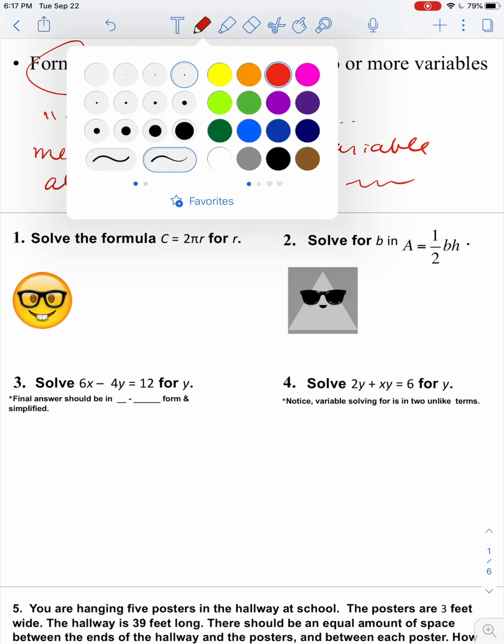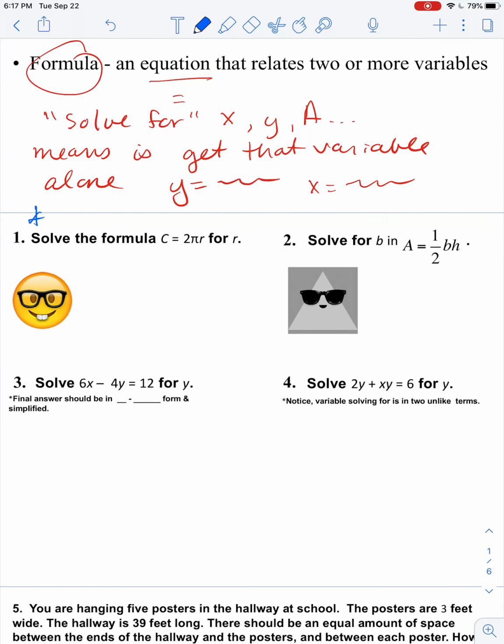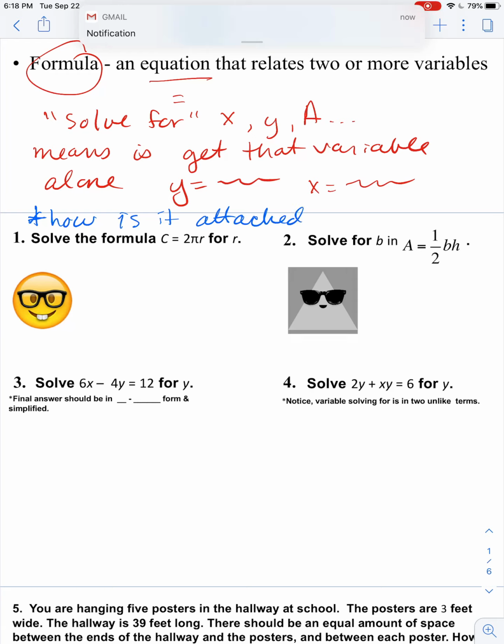So I usually think, okay, I'm going to ask myself, how is it attached? Meaning whatever you're trying to get rid of. How is it attached? And then how do you undo that? So you have to think, how do I undo that attachment? So with addition, I undo that using subtraction and so on.